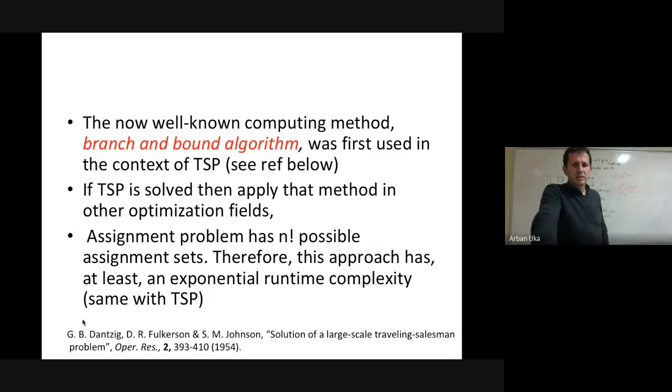Now, one of the approaches nowadays, which is not really the best, but a well-known computing method, is the branch and bound algorithm, BNB. You can find this publication here, which was published in '54. It's an old publication. And now the thing is that if someone can solve the traveling salesman problem, then one can apply this solution to other optimization problems.